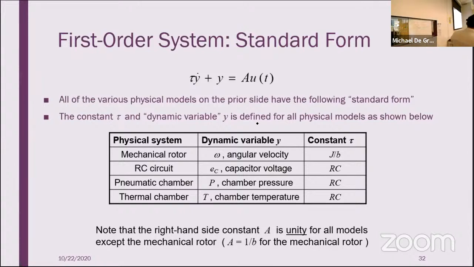Turns out that we can talk about first order systems by discussing them in a standard form. Why do we want to use the standard form? Well, there are things that we can pull directly off of our model if we have it in standard form. All of the previous models that we just looked at on the prior slide can be written as the standard form at the top of this slide: tau y dot plus y is equal to A times u of t.